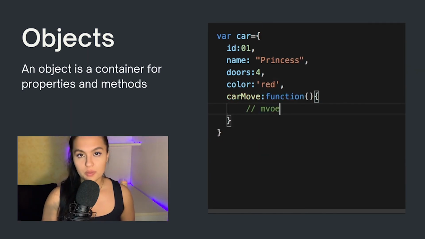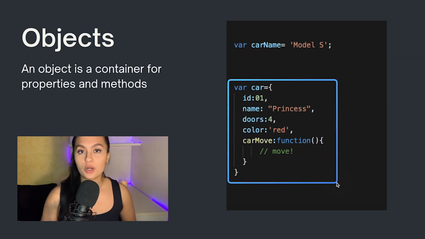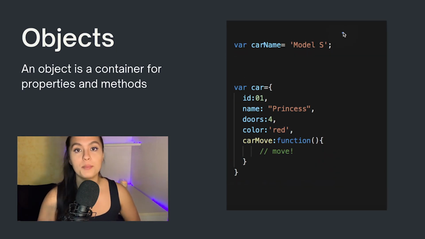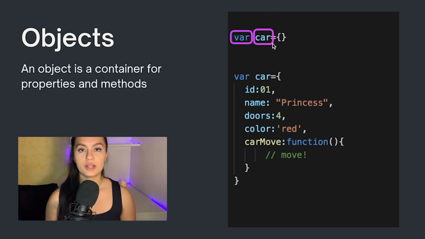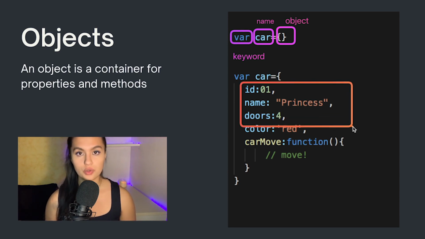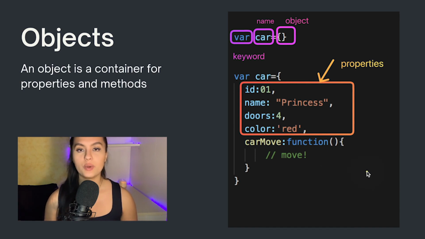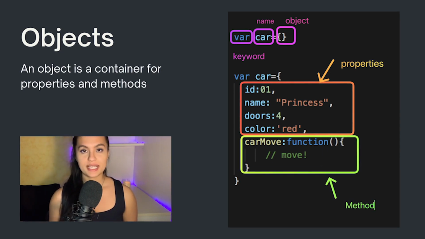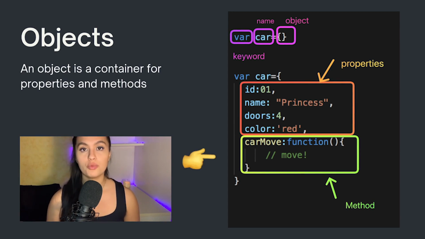Now, we've just looked at variables, and we have learned that variables are containers storing data values. Objects are also containers, but objects contain multiple values. So let's have a look at the syntax of an object. You use the var keyword just like a variable. You then declare the object's name, and then you open curly brackets, and inside the curly brackets, you store all the information that you want to store, which are in name-value pairs. Those are called properties, and then you have methods. Methods are actions that can be performed by the object, and in the example of the car, the methods could make the car move, brake, and stop.